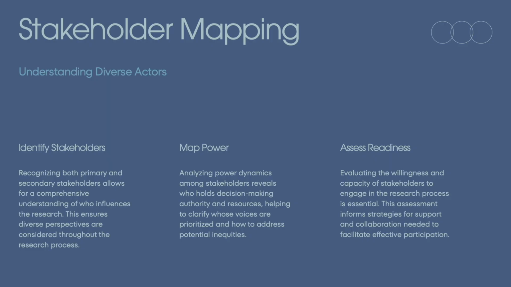Stakeholder mapping is often treated like a checkbox exercise. You make a list, you say you've engaged stakeholders, and you move on. But that approach misses the real diagnostic power of stakeholder analysis. What you're actually doing is understanding the ecosystem in which your research will operate. Think of it as a systems map. You're trying to answer, who does this research touch? Who influences what gets researched? Who controls resources? Whose knowledge is typically undervalued?